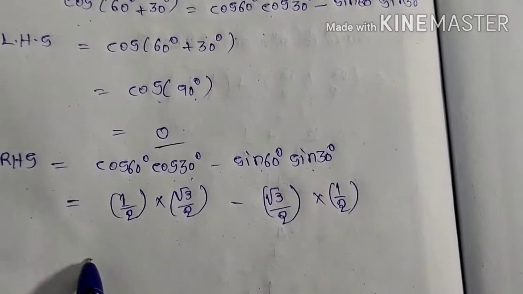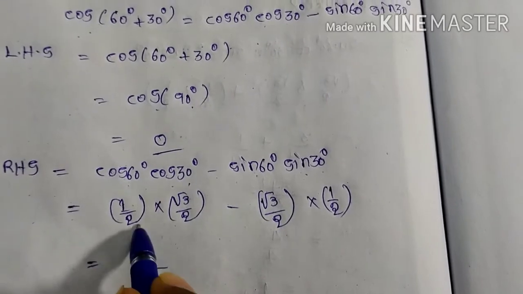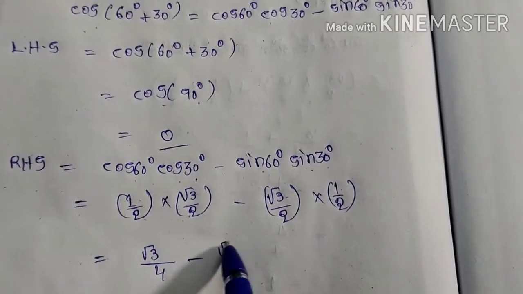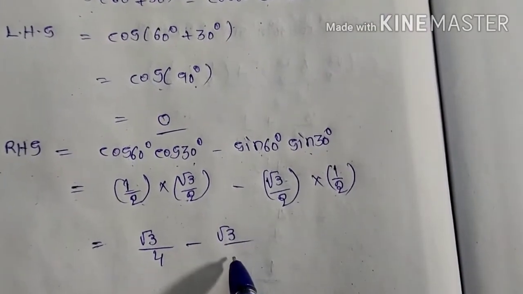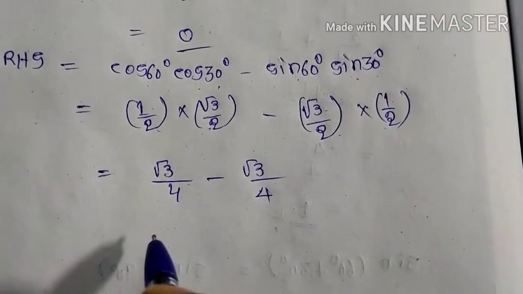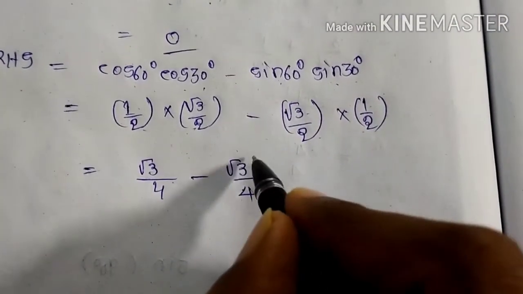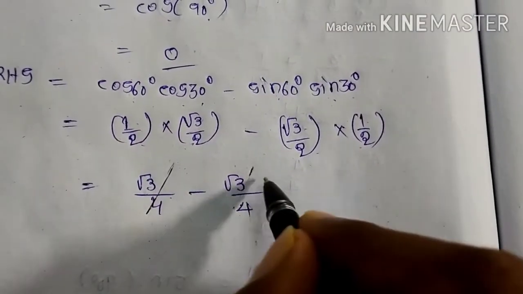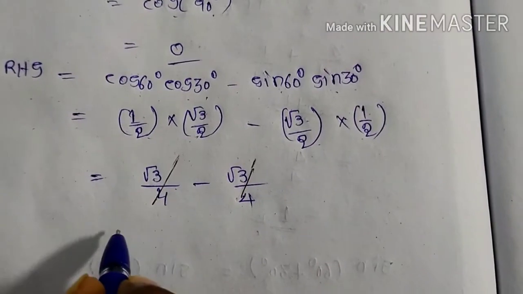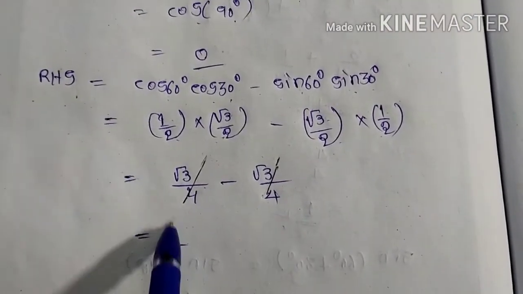Just you need to simplify here. 1 into root 3 how much? Root 3. By 2 to how much? 4 only. Minus root 3 into 1, root 3. By 2 to how much? 4. See here, root 3 by 4 minus root 3 by 4. How much is it? Both should be cancelled or not? Yes, we should cancel here. Root 3 by 4 and root 3 by 4 both are cancelled. You will get 0. See here, RHS also 0.